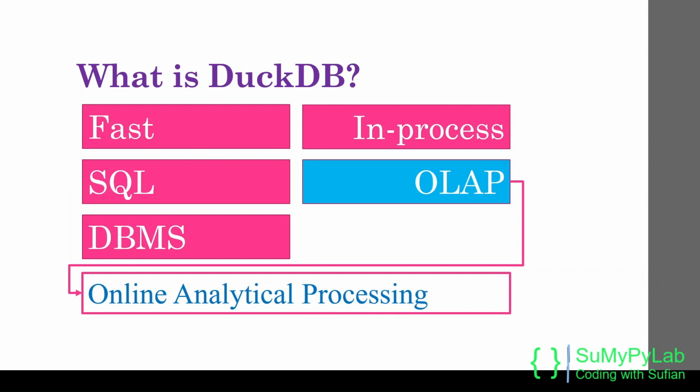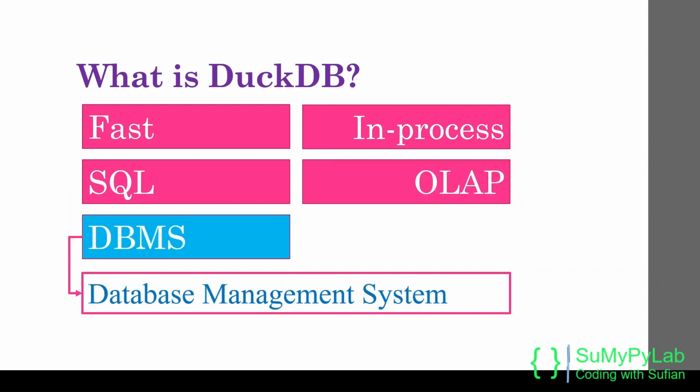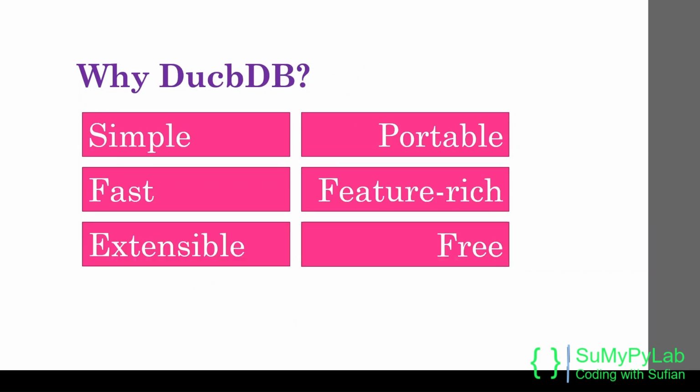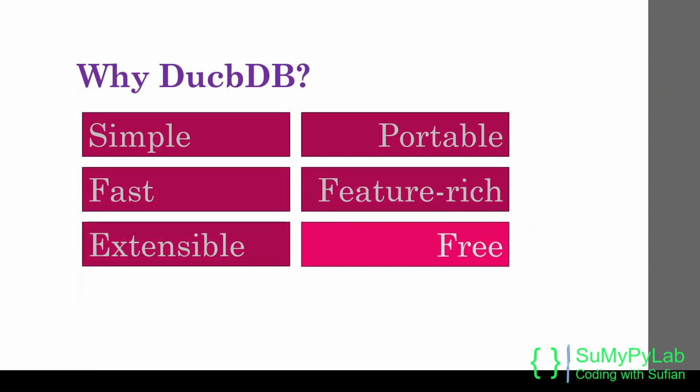All data associated with a column is stored near one another in memory, and the database is optimized for reading and computing on the columns efficiently. DBMS, that is, DuckDB, is a database management system. Why DuckDB? Because it is simple, portable, fast, feature-rich, extensible, and free.